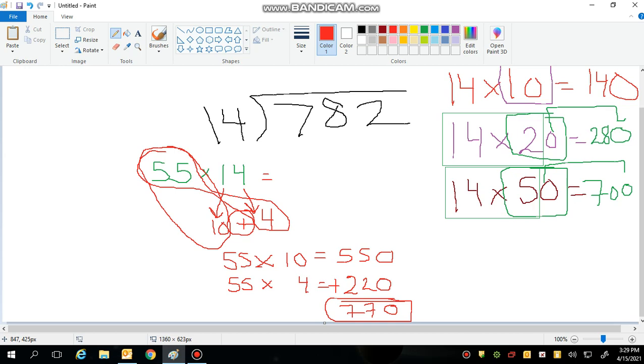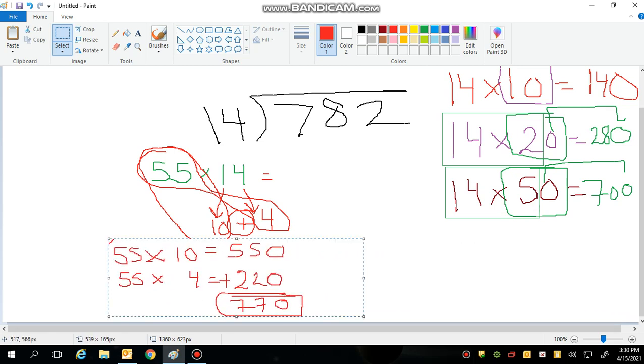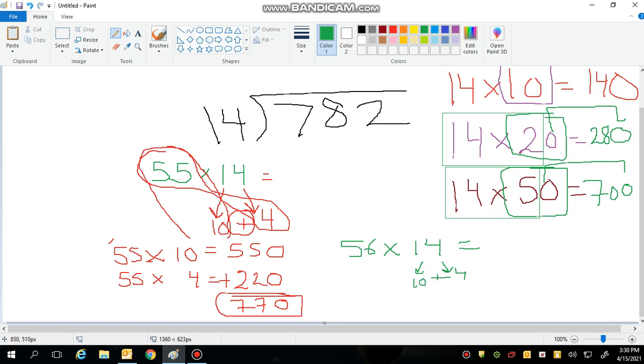Is this good enough? I think it is good enough, but you know what? Let's try 56. It's always good to try. You never know. Let's try 56 multiplied by 14 and check if that will work. So I'll do the same exact technique here. I'll do 56 multiplied by 14. Same thing, place value technique. 4 is 4. 1 is a 10, and 10 plus 4 makes 14.